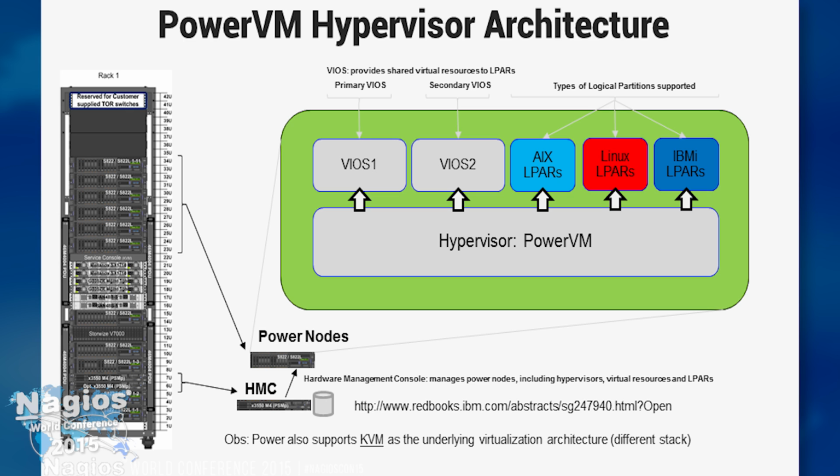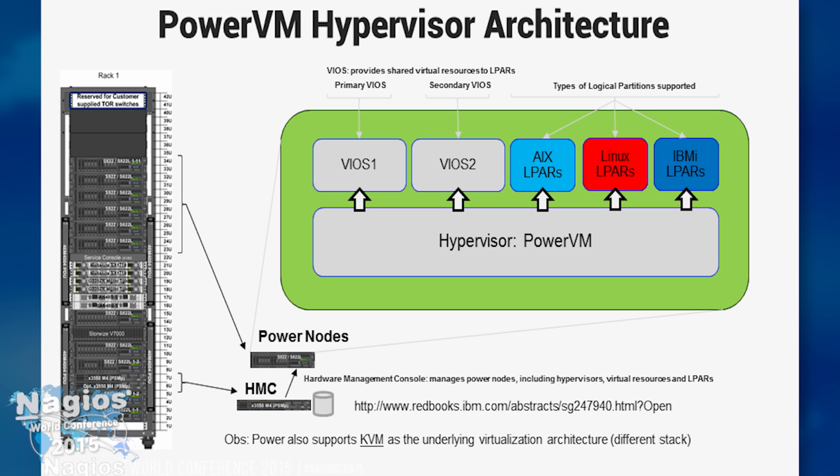So in KVM, you know that as a VM, right? In the PowerVM world, it's known as LPAR. And it supports AIX, Linux, and IBM i, for those who know AS/400 from long ago. That's basically the same thing, an evolution from that. So these three kinds of operating systems run as virtual machines on the Power nodes.